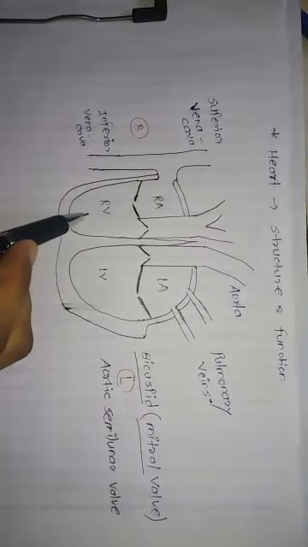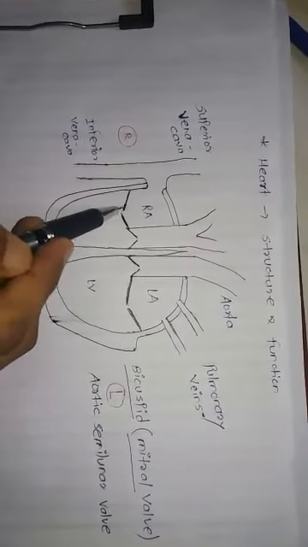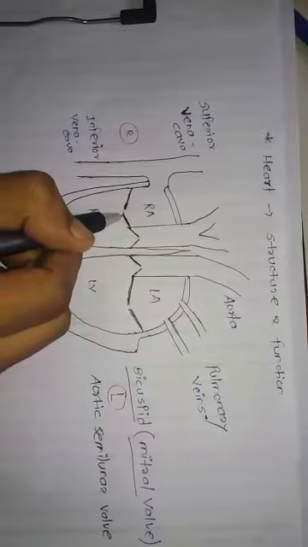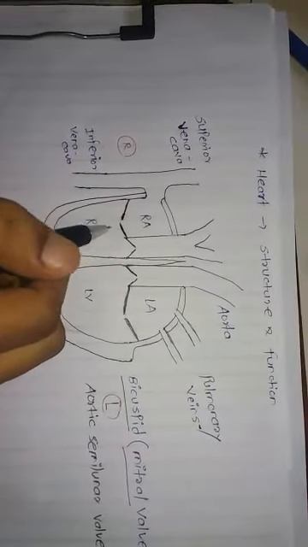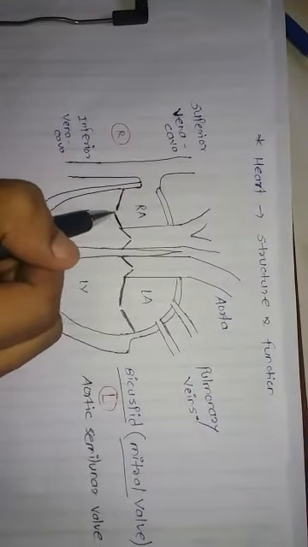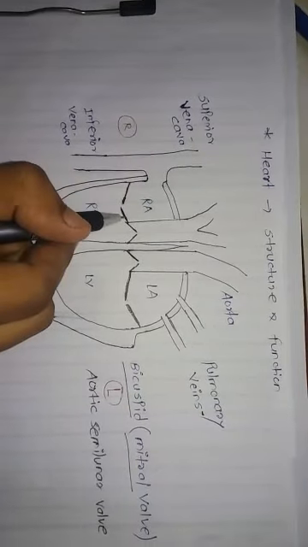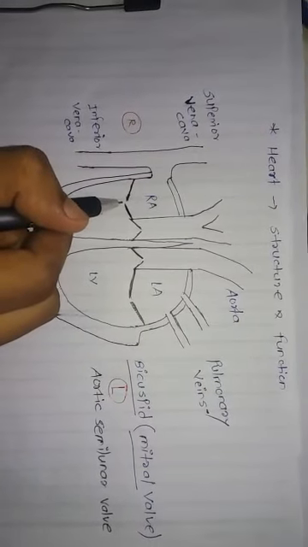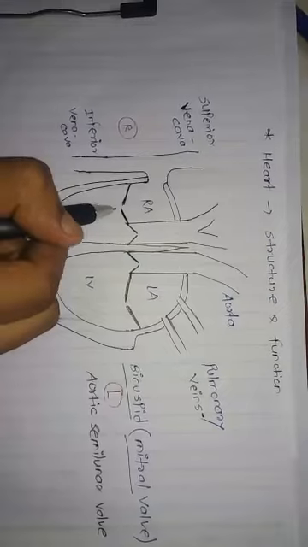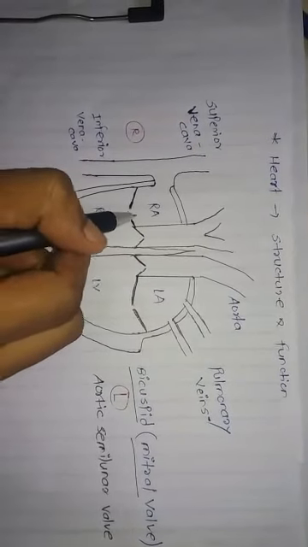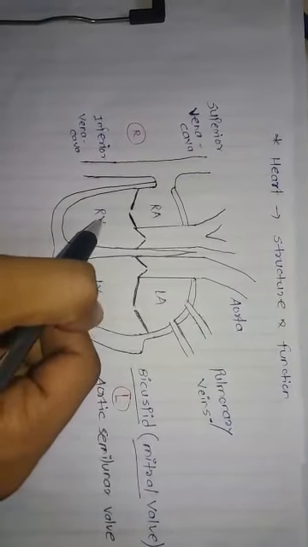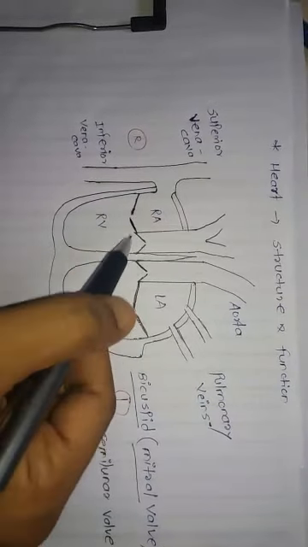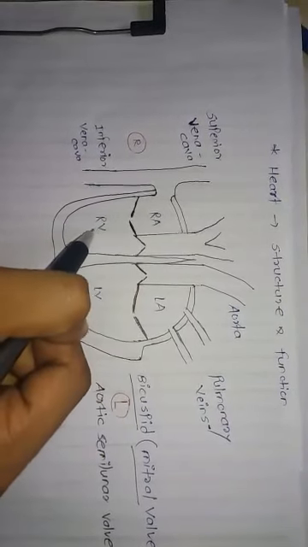On the right side we have this tricuspid valve. Between the right atrium and right ventricle we have this tricuspid valve. This is also pointing downwards. It has 3 cusps, this one, and the third one is underneath it. So between the right atrium and right ventricle we have the tricuspid valve, also called the right atrioventricular valve.